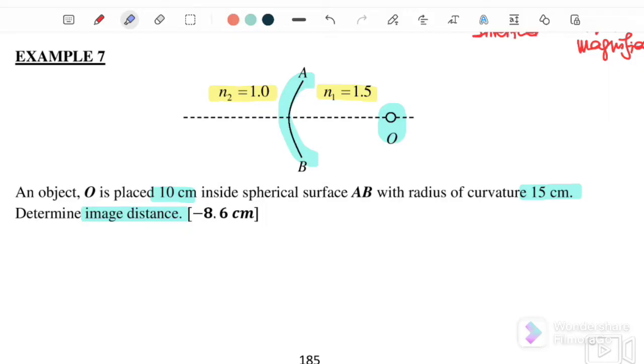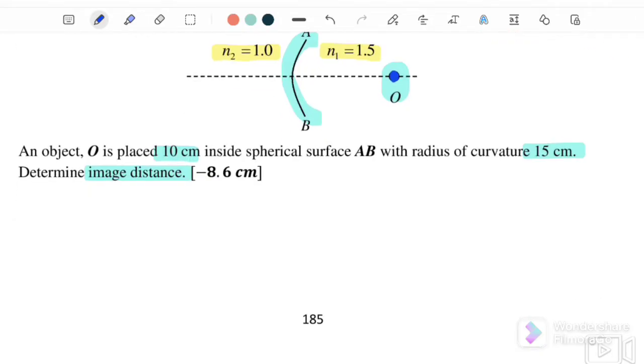Just now, example 6 was from left to right. Now the object is on our right hand side, so this is our object. Therefore, the light travels from n1 on the right hand side and is refracted into n2 on the left hand side. So the equation we can use to determine the image distance is n1 over u plus n2 over v equals n2 minus n1 over r, where n1 is 1.5, u is equal to 10 cm.